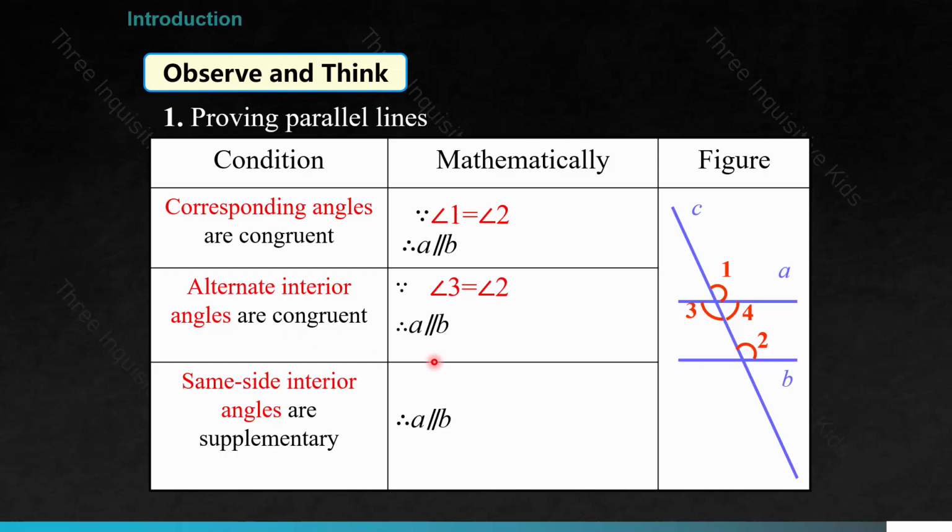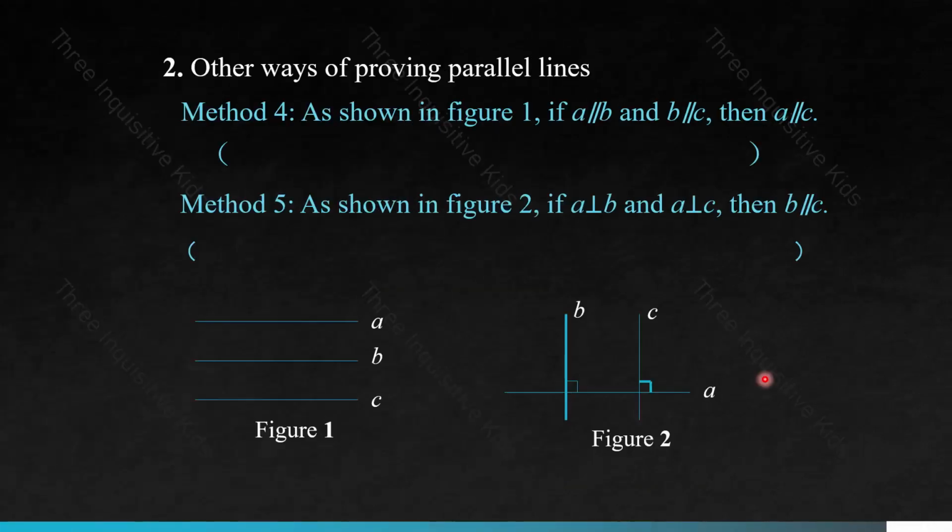And if same-side interior angles are supplementary, then A is still parallel to B. So these are the main conditions that we learned about in the past lessons of this unit. Again, if you haven't had this down from the previous lessons yet, I very much recommend you to do so right now. Anyways, let's move on to point 2.